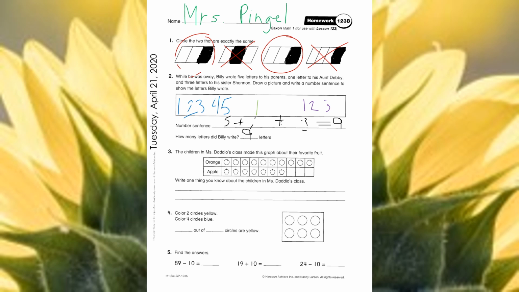Number 3. The children in Ms. Daddy-O's class made this graph about their favorite fruit. Oranges and apples. Write one thing you know about the children in Ms. Daddy-O's class.